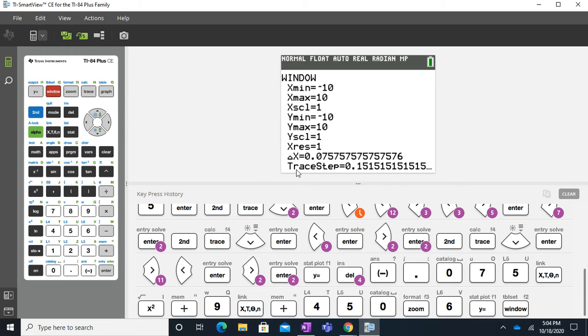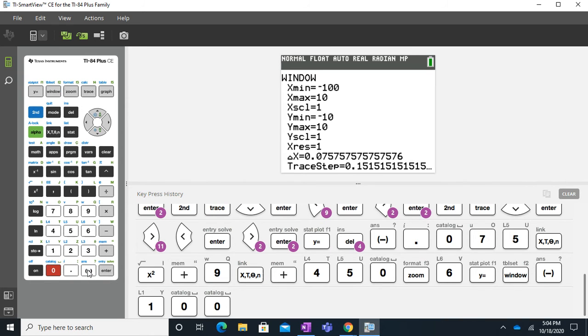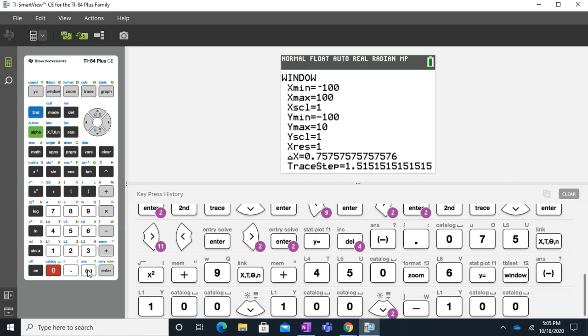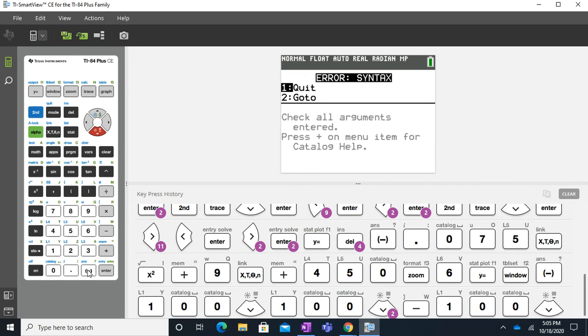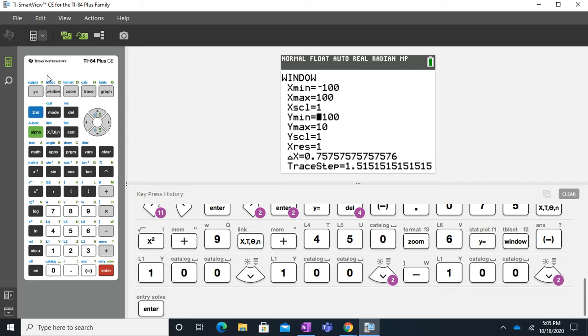So in terms of the x's, again, I'm not really 100% sure what it's going to look like. So I'm going to go to negative 100 just to be sure. And then for my x maximum, how about we choose positive 100? Then for the y minimum, let's try to keep it the same. So negative 100 and then positive 100. And if you want to see whether or not that is a good window, you're going to go ahead and press graph.